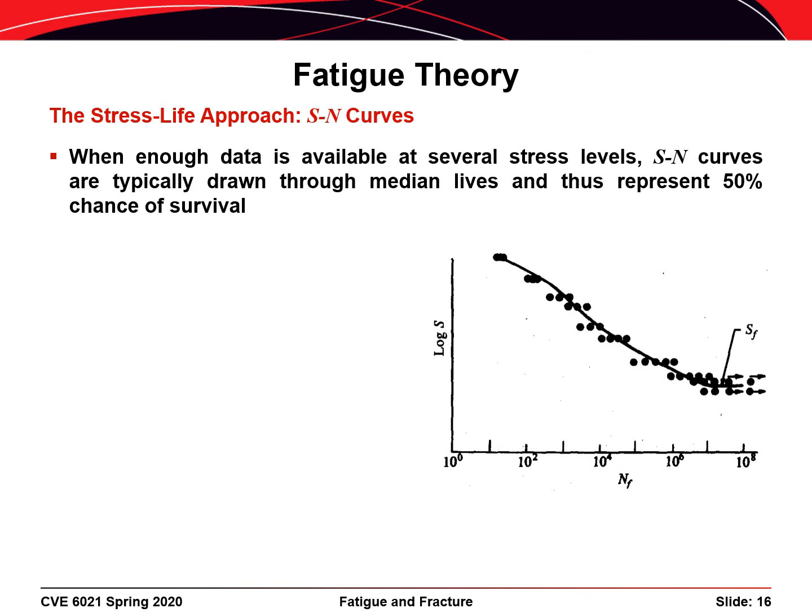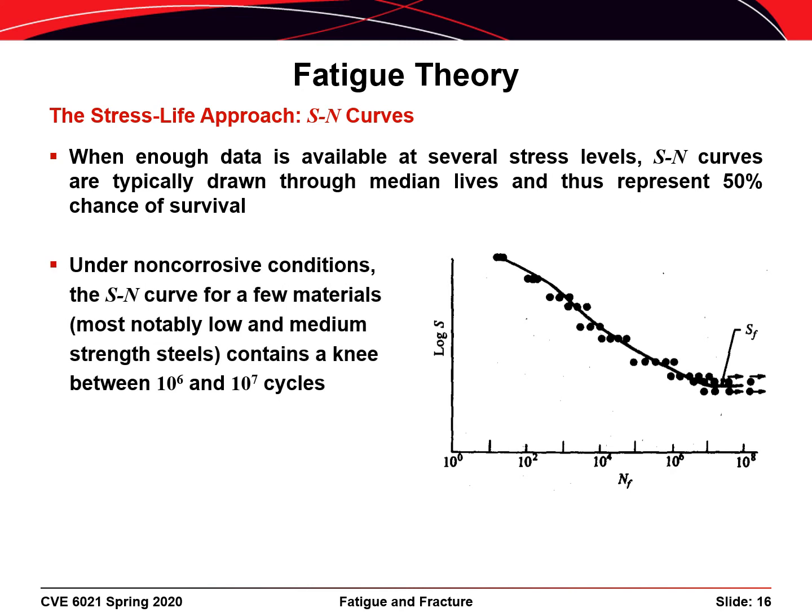Moreover, multiple specimens are typically tested at each stress range to account for random variability. When enough data is available at several different stress levels, SN curves are typically drawn through the median lives and thus represent a 50% chance of survival.